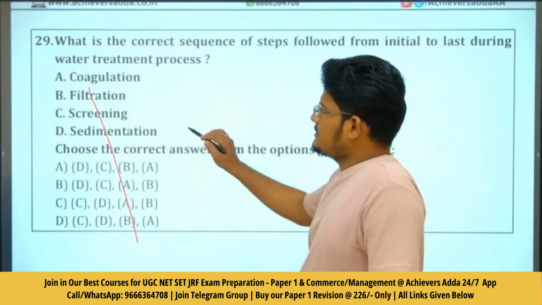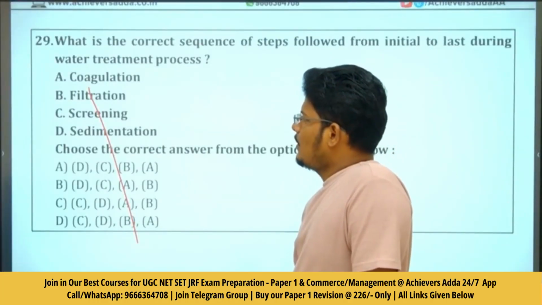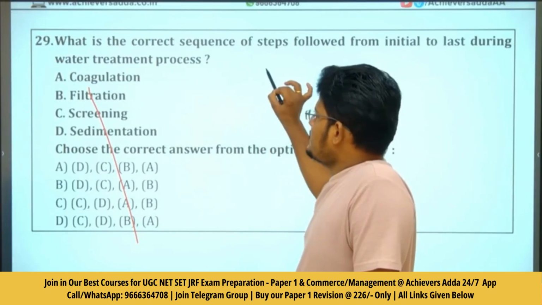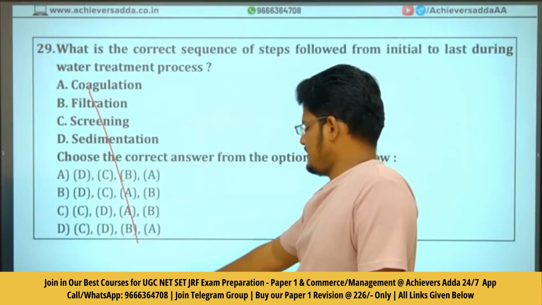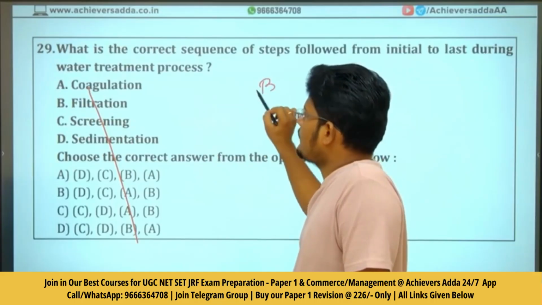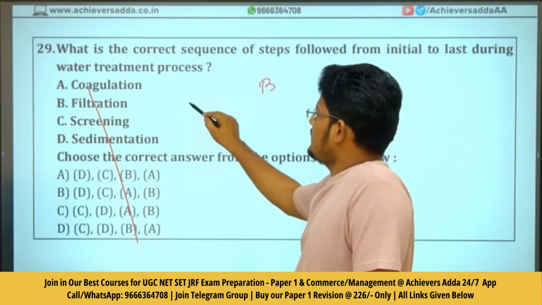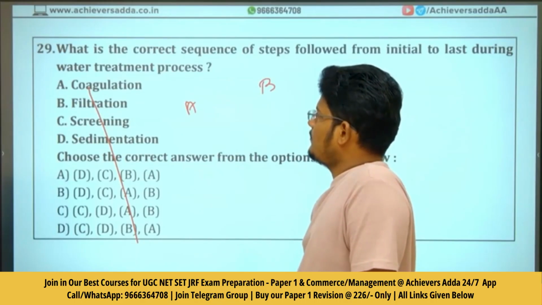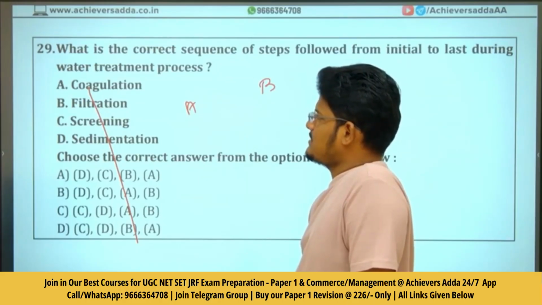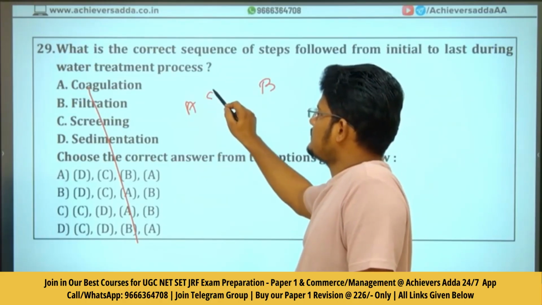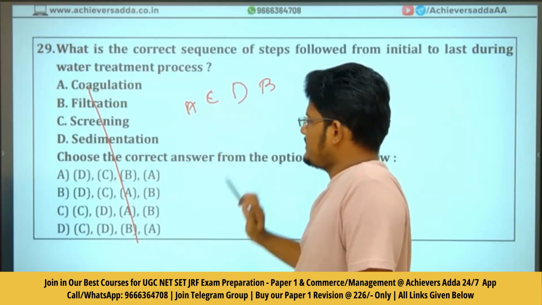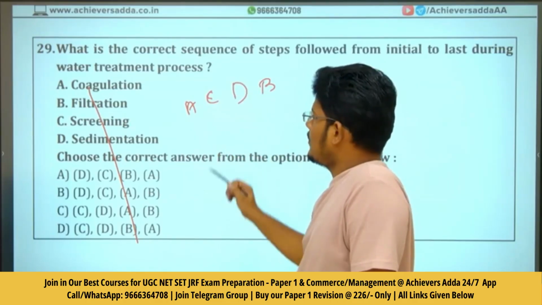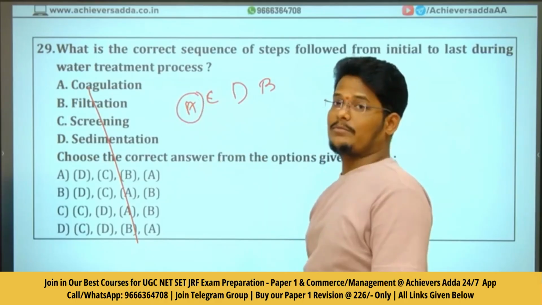According to the given options, filtration should be at the end, and coagulation should be at the beginning. In between, screening and sedimentation can happen. Screening is first, sedimentation will be later. So ACDB is not available. Coagulation is the first step, where we are adding the chemicals.